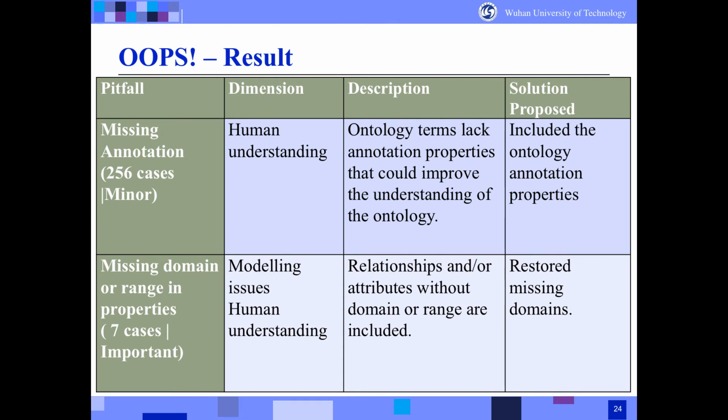And also missing domain or range in properties is another example. I couldn't mention some domains inside the ontology, so it has found 7 cases, but it is important because without domain it is not good. Domain and range are very important inside the ontology. So it has highlighted 7 cases as important when I scanned them using OOPS. This way we are able to do the internal evaluation of ontologies.